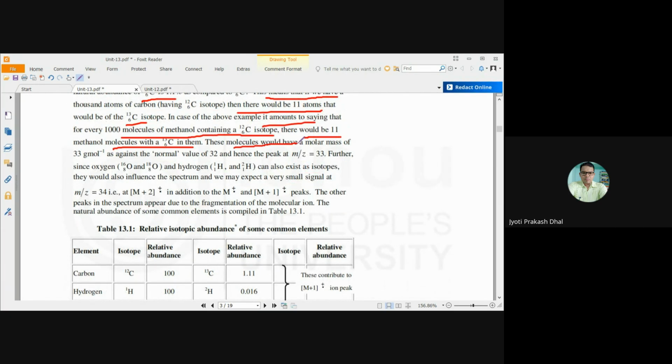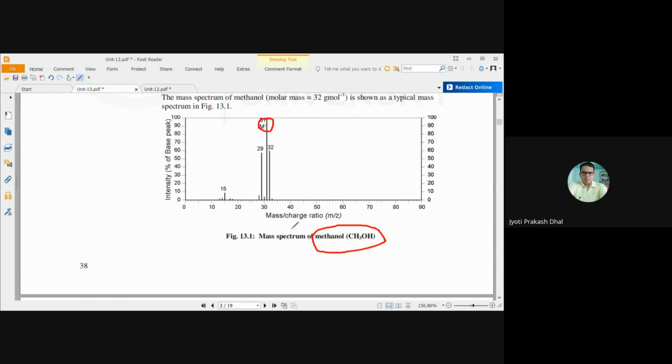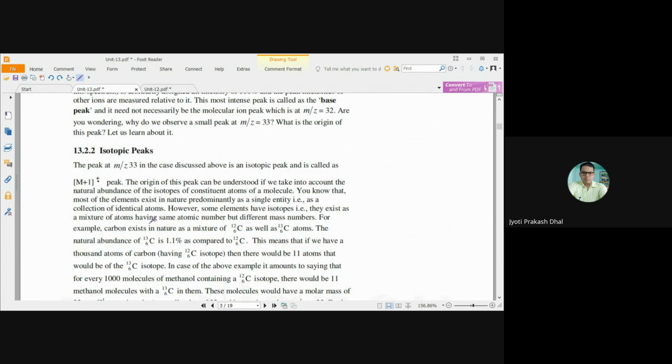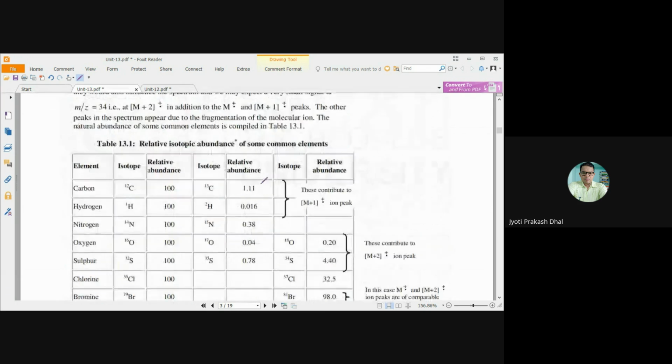So these molecules would have a molecular mass of 33 gram per mole, as against the normal value of 32. Hence, the peak of m by z 33 will also be observed. So here you can see, we know that the molecular mass of methanol is 32, but if we take a large number of molecules of methanol, 989 molecules have molecular mass 32, while 11 molecules have molecular mass 33. So hence, a small peak of m by z equal to 33 will be observed.